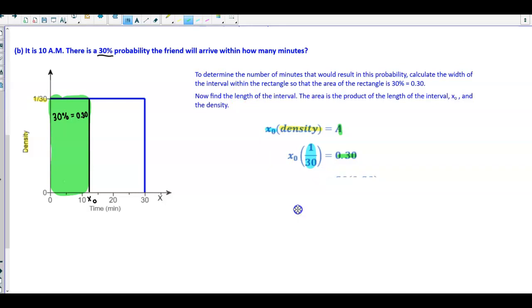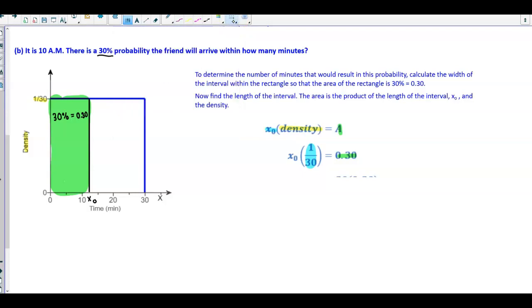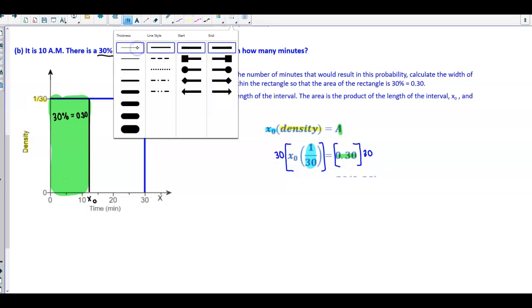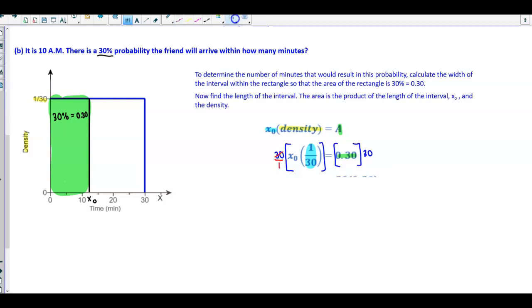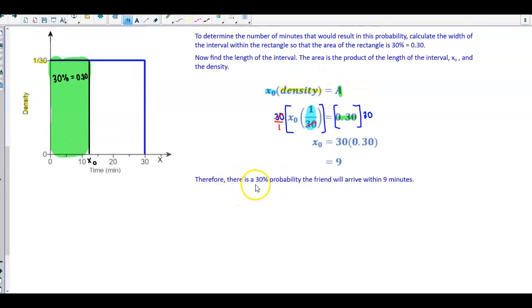Now if we want to solve for the value of x, we're going to multiply by the reciprocal of 1 over 30. The reciprocal of 1 over 30 is 30, so we're going to multiply both sides by 30. Keep in mind that when we multiply both sides by 30, on the left side, this is the same thing as 30 over 1, so we simplify this 30. What we get on the left side is x subscript 0 times 1, so we have x subscript 0, and then we have 30 times 0.30 on the right side. Now when we multiply 30 times 0.30, we end up getting 9. So therefore, there is a 30% probability that the friend will arrive within 9 minutes.